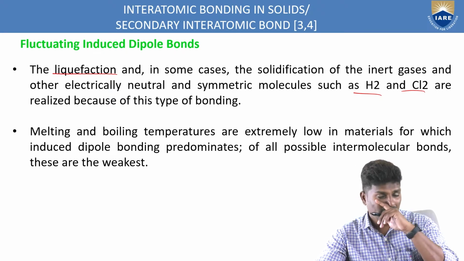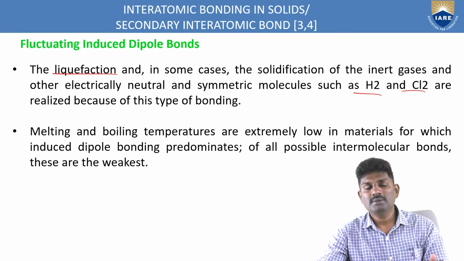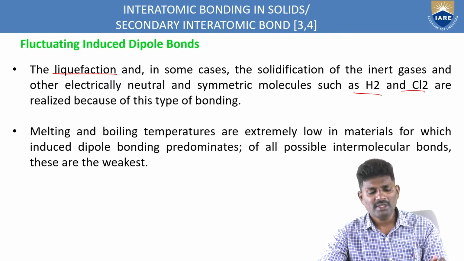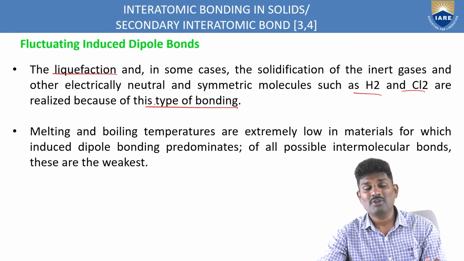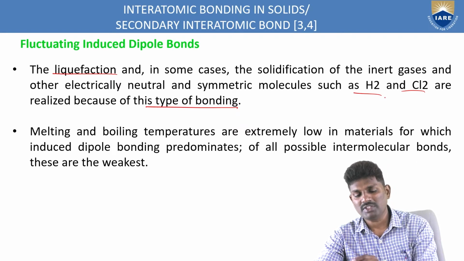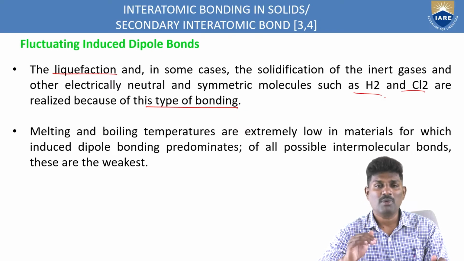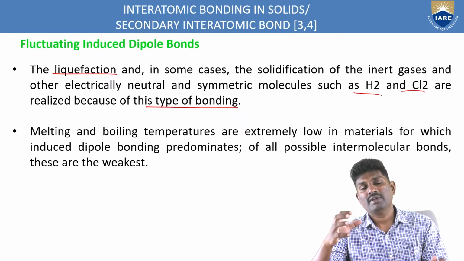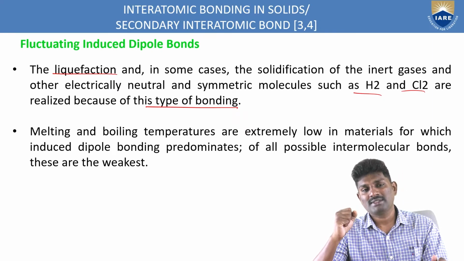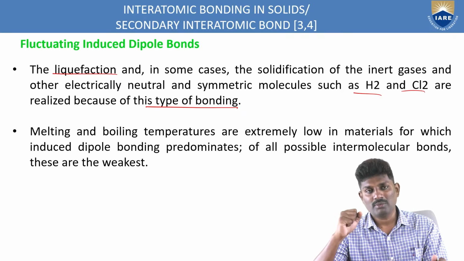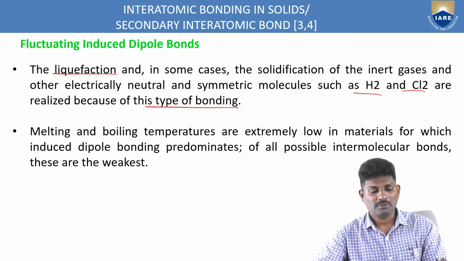So because of that nature of the secondary bonding, we are trying to realize what type of bonding or what type of atomic structure we have in terms of H2 and Cl2. Because of this type of bonding, we are trying to characterize what type of characteristics the H2 as well as the Cl2 molecules have based upon the type of bonding.